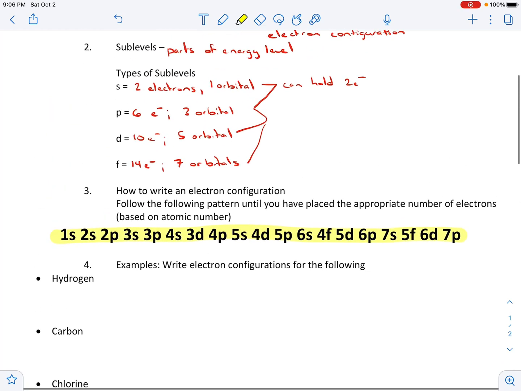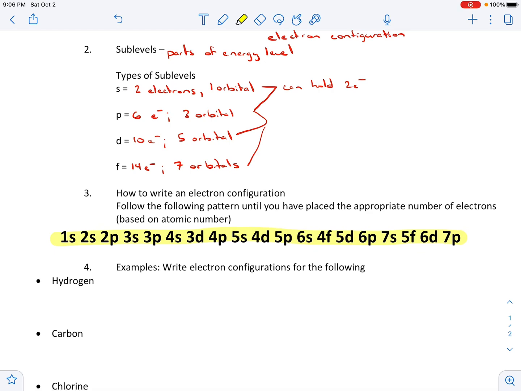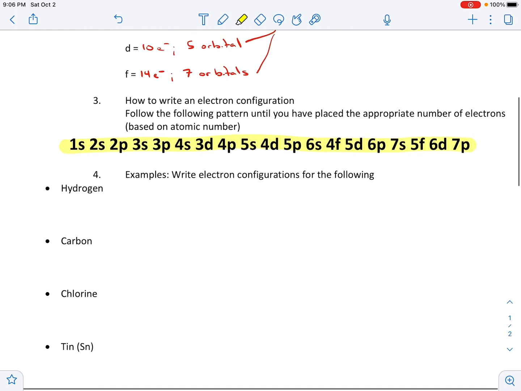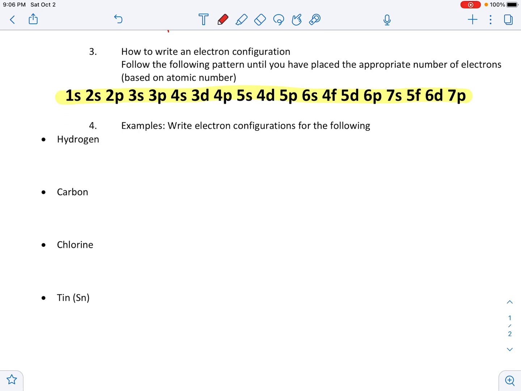And we're going to use the Aufbau principle, which says build up, start at the beginning. So we're always going to start right at the beginning, right here, always at the 1s, and build up. So here we go. Let's look at hydrogen. The first thing we need to do is find how many electrons hydrogen has.